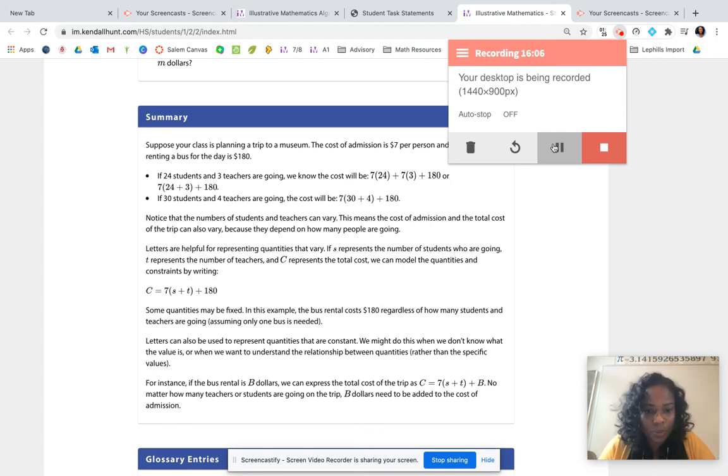So, for example, when it says letters are helpful for representing quantities that vary. If F represents the number of students who are going, T represents the number of teachers, and C represents the total cost, we can model the quantities and constraints by writing. And so can you, without looking at the equation that's given, could you come up with your own equation? And if not, if you're not sure where each of these values came from, then go back through the lesson, check in with me, make sure you take down notes so that you can clarify any misunderstandings you have before moving on. And that is it.